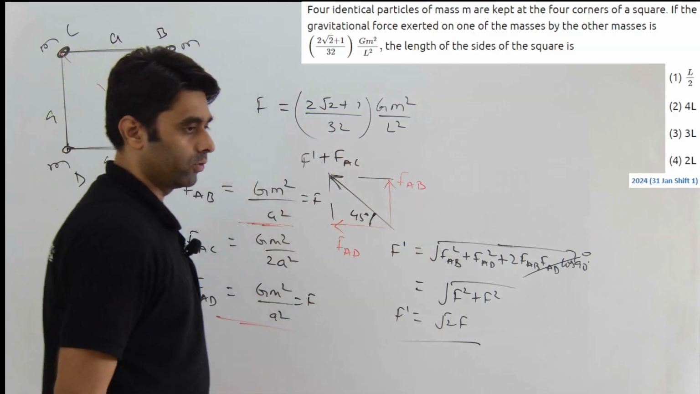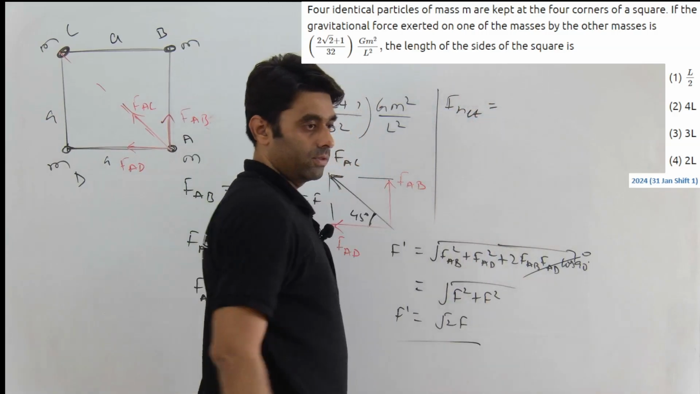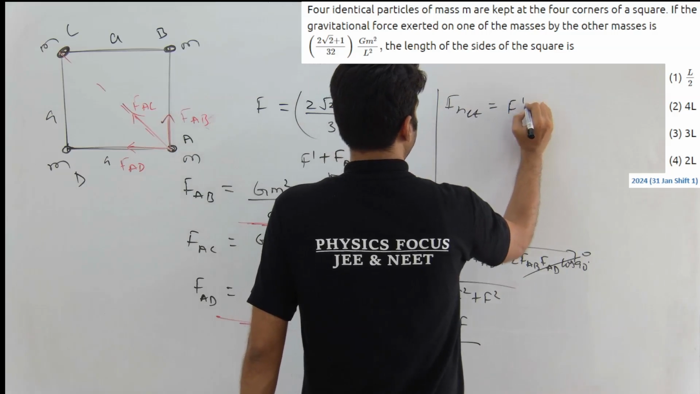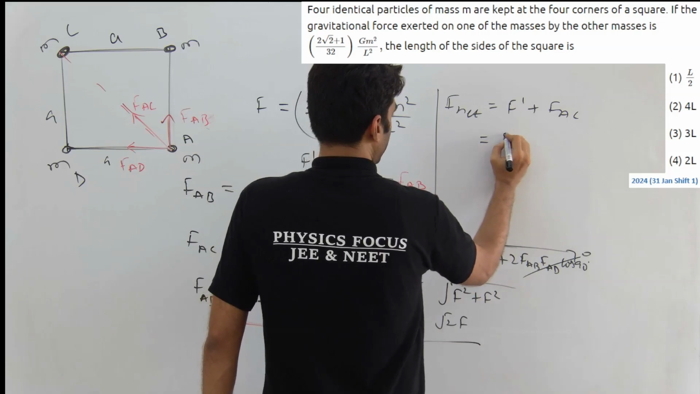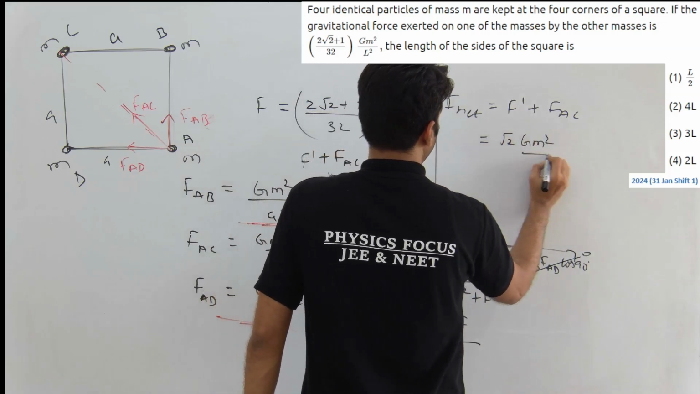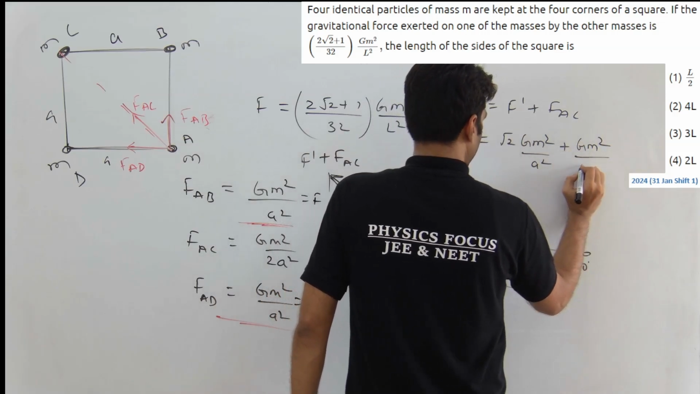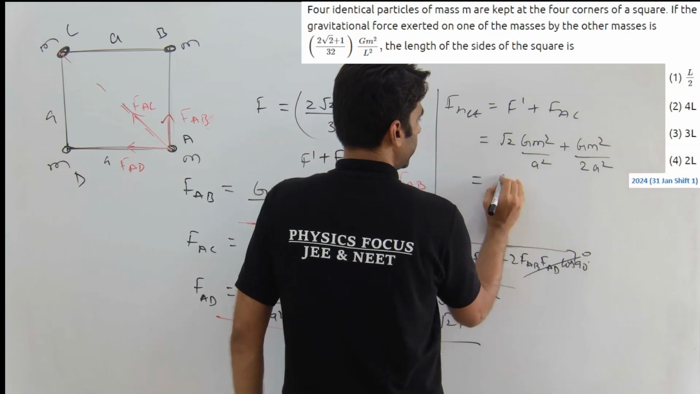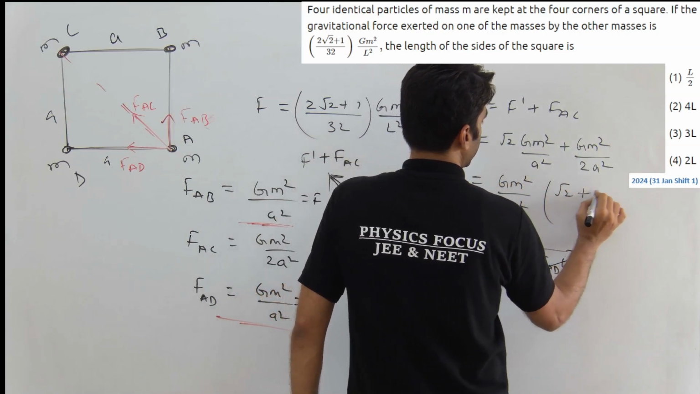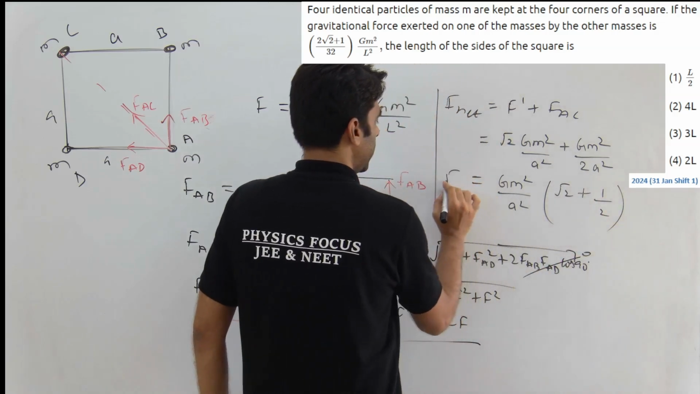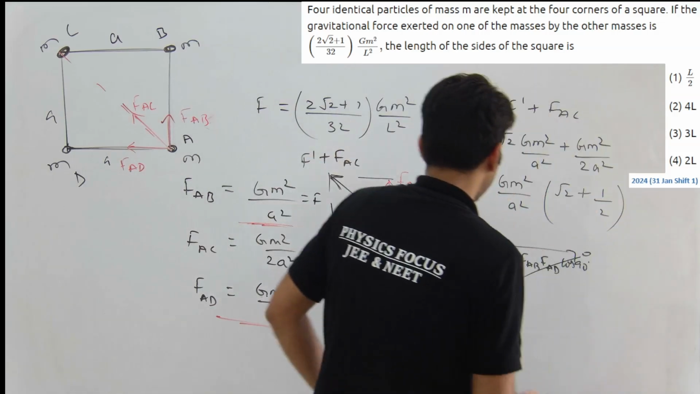So our net force, F net, will be F dash plus FAC. Let's substitute root 2 times F, that is G m square by A square, plus FAC, G m square by 2A square. If we simplify this, we get G m square by A square times root 2 plus 1 by 2. This is our net force.